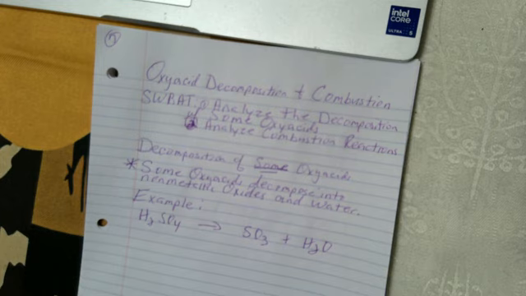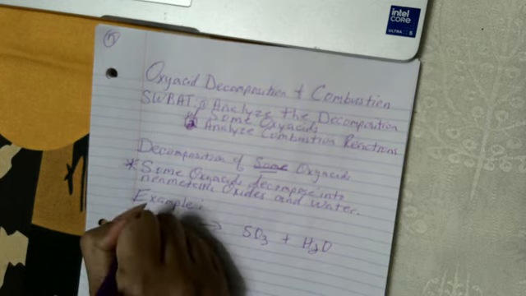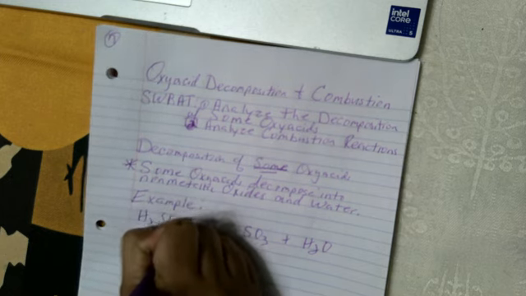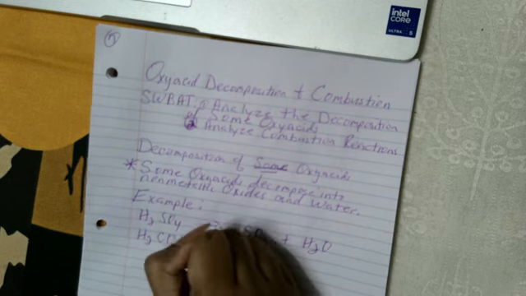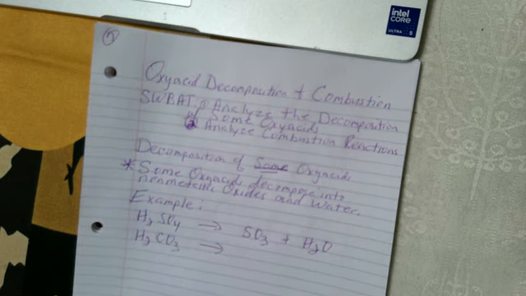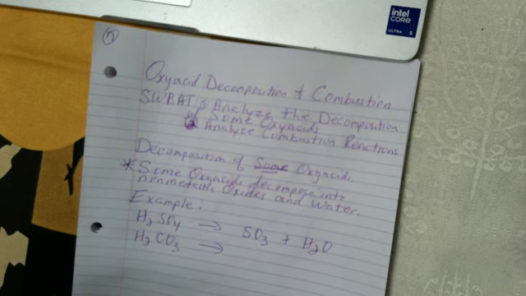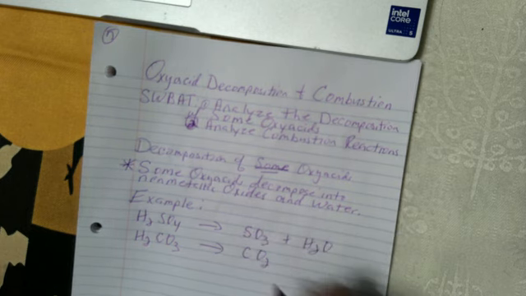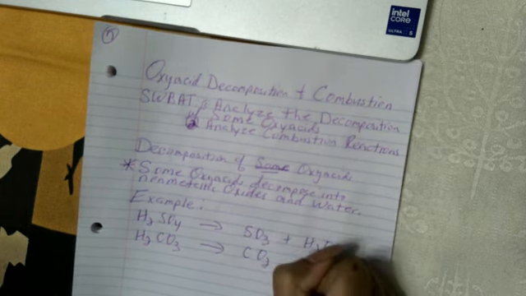Let's take a look at carbonic acid. Carbonic acid is H2CO3, and it's going to decompose. Remember I said it decomposes into a non-metallic oxide. So what non-metallic oxide do you think this is going to be? It's going to decompose to? Carbon what? Wow, that's right, carbon dioxide. CO2 plus water, H2O.